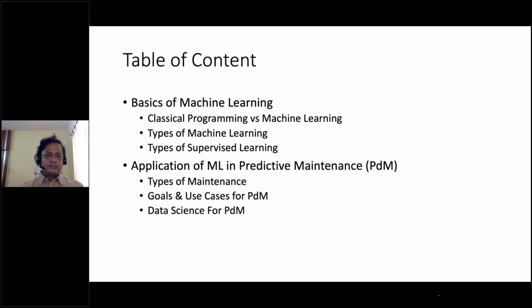And here is the table of contents for the day. There are two parts to the session. In the first part, we are going to talk about the basics of machine learning: what is machine learning, how is it different from classical programming, and different types of machine learning. In the second portion, we are going to talk about predictive maintenance: what is predictive maintenance, what are the other types of maintenance, and how machine learning is being used in the predictive maintenance industry?